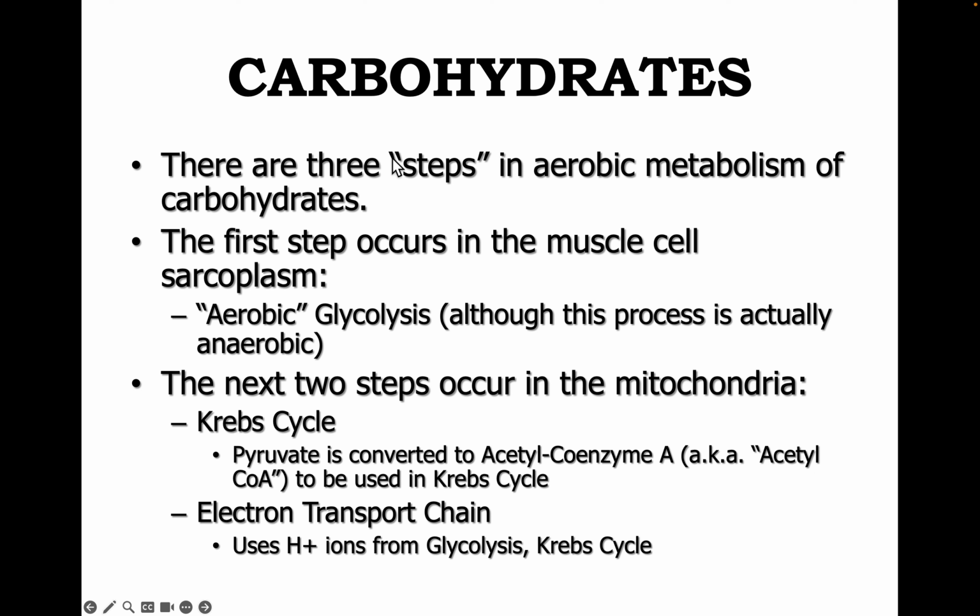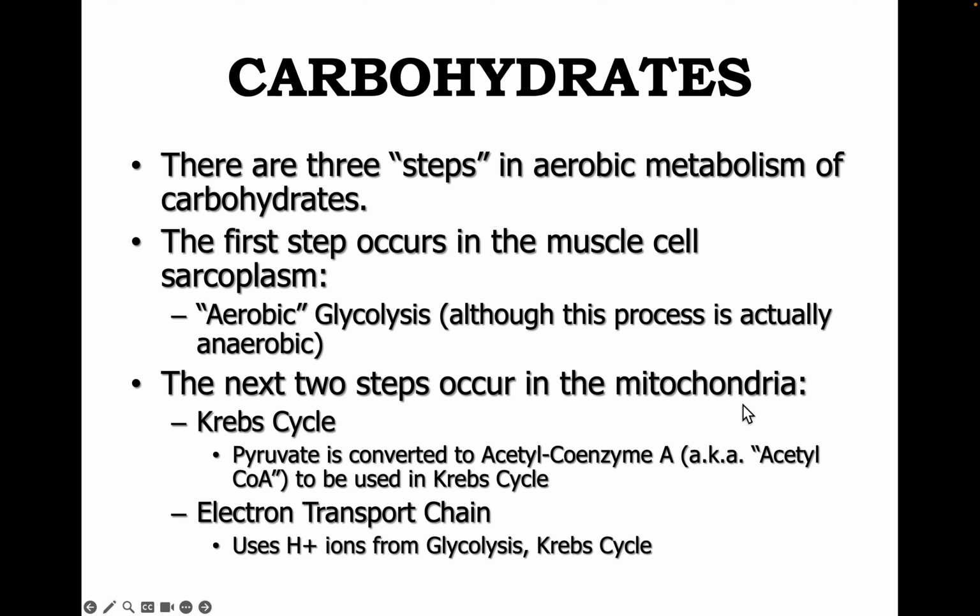So there are 3 steps if we are aerobically breaking down carbohydrates to create energy. The first step occurs in the muscle cell sarcoplasm. Aerobic glycolysis occurs in the sarcoplasm. But again, as we talked about previously, glycolysis, the entire process, is anaerobic. But we use our carbohydrates in the sarcoplasm, glycolysis happens, and it creates some of our ATP.